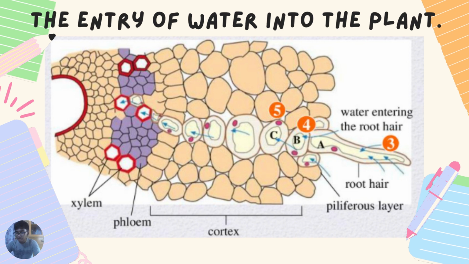As the water enters the root hair cell, the water potential in the root hair cell increases, and the water potential in the cell behind it is lower. So the water travels from the root hair cell to the cell behind it. That is, in the picture you can see from the root hair cell A to the cell behind it B. And this keeps happening until the water reaches the xylem vessels. It will keep happening from B, the water will travel to C, and from C to the cell behind it until it reaches the xylem vessels.